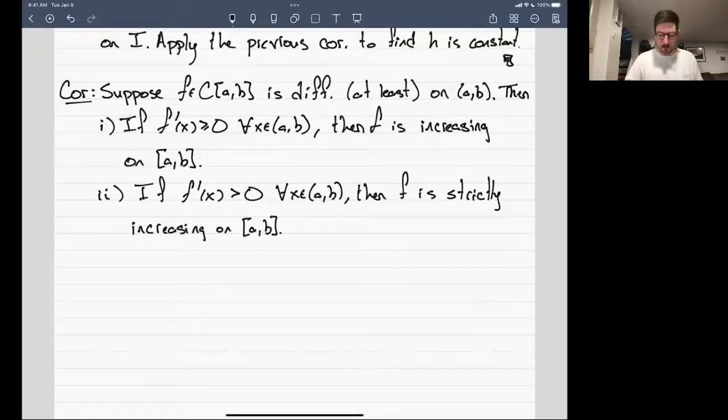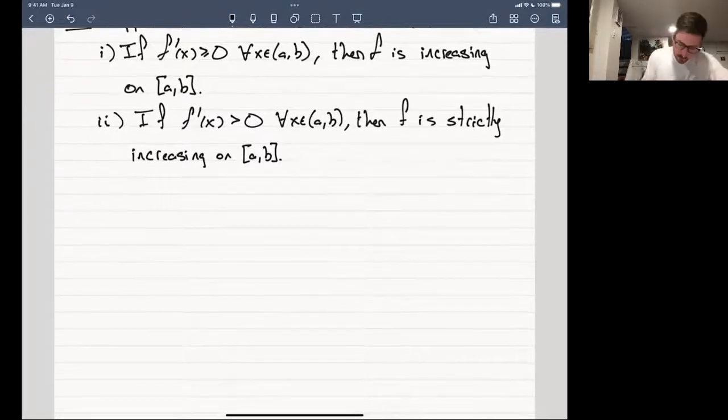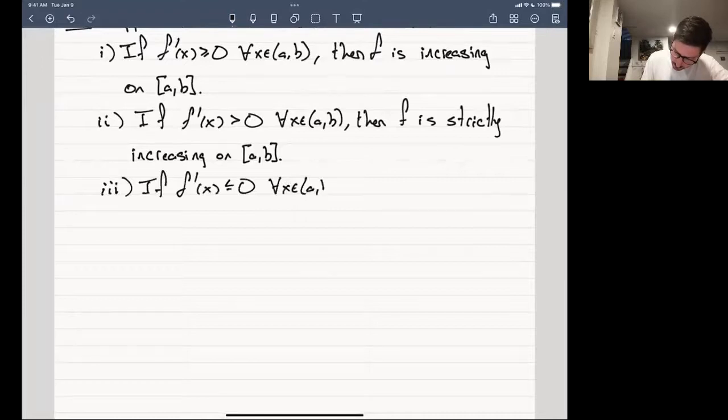Now I'm going to do decreasing. I'm going to write it. You could probably interpolate. You might even want to fast forward through this. It's just more writing than it is thinking again. But if f prime is less than or equal to 0 for all x in (a, b), then f is decreasing on (a, b).